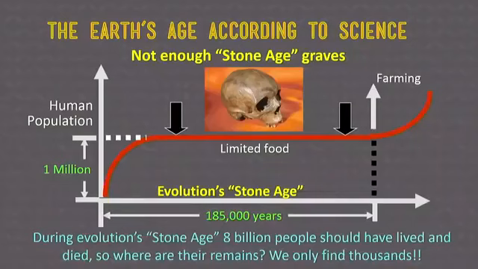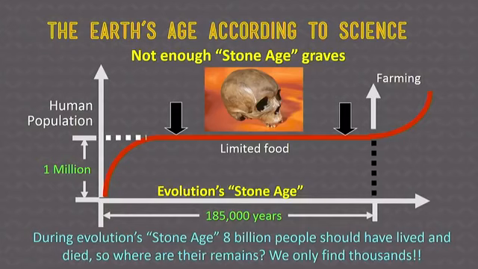The evolutionists claim that there's a Stone Age which lasted for 185,000 years. And through that 185,000 years, the human population was roughly a constant level of 1 million. Think about it. 1 million people living and dying constantly over 185,000 years. You'd estimate the total population over that 185,000 years would be 8 billion people. Where are all their skeletons? Why do we find so few human remains?